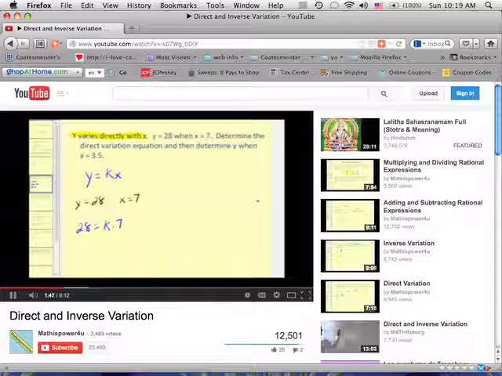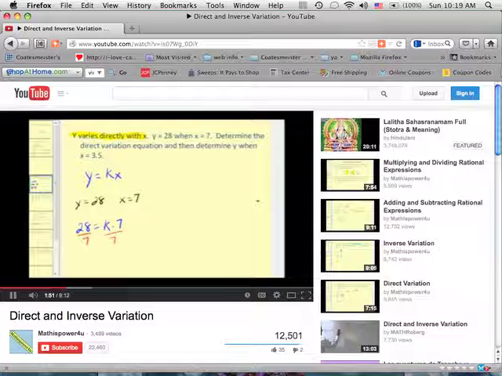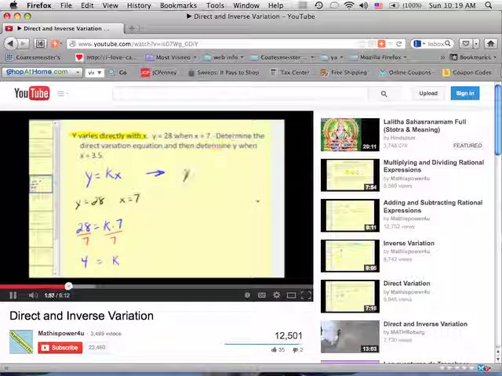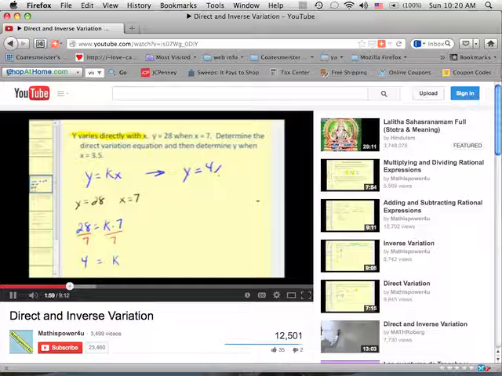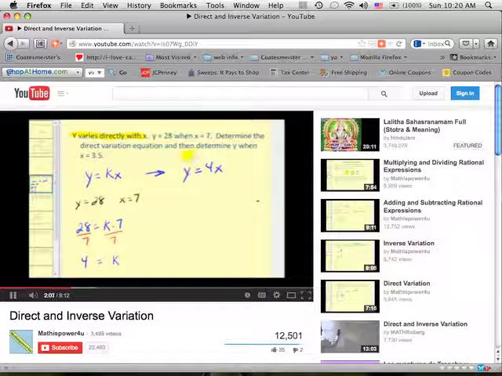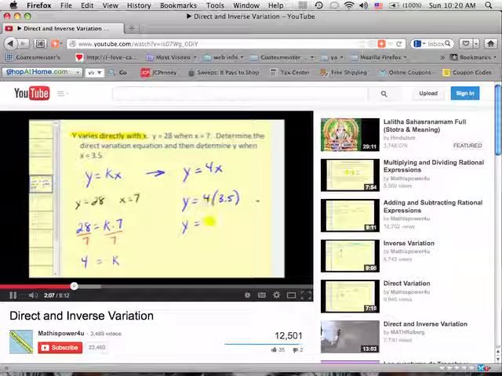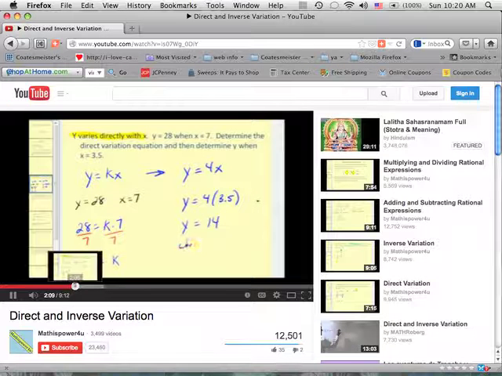So solving for k, we'll divide both sides by 7. We know that k is equal to 4. So that tells us our direct variation equation is y equals 4x. Now we can determine y when x is 3.5, because y is going to equal 4 times 3.5. So y will equal 14 when x equals 3.5.